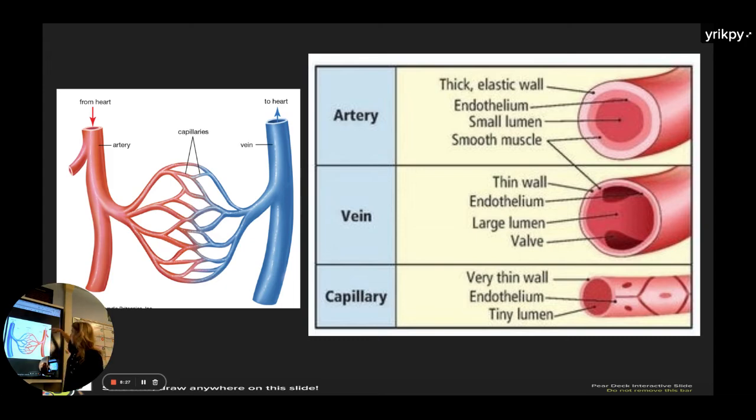When we say arteries go away from the heart, then little small arteries are called what? Arterioles, and then capillaries in the middle, then venules, and then veins. Yeah, exactly. Perfect. Okay, any questions about that?